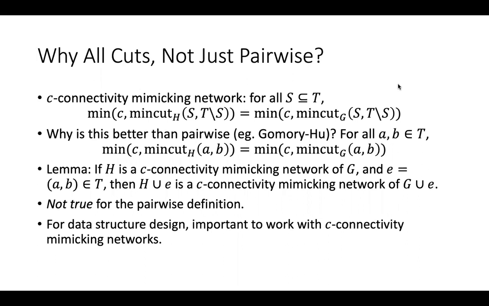Another point I wanted to discuss about C edge connectivity vertex sparsifiers is why is it important that we want to maintain the min cut between all partitions S and T minus S, as opposed to the min cut just between pairs of terminals? The critical reason is because of the following lemma.